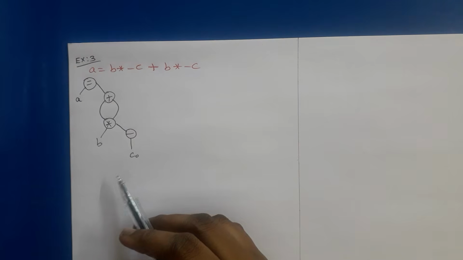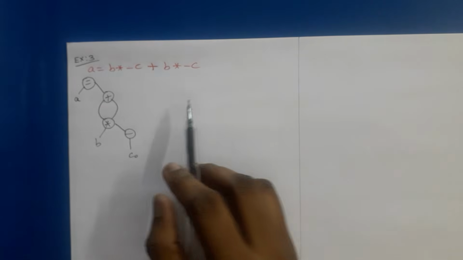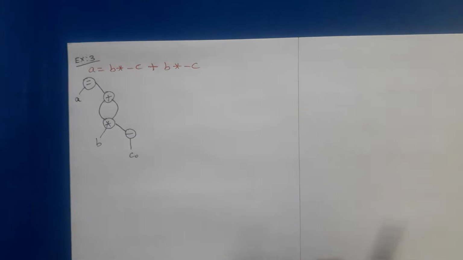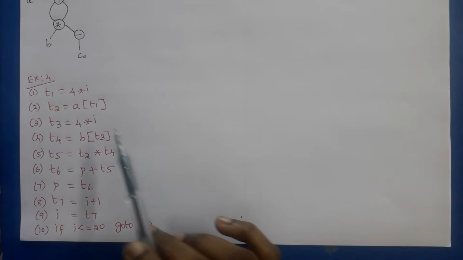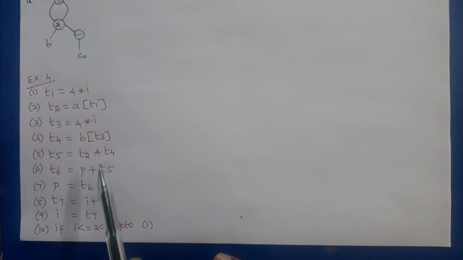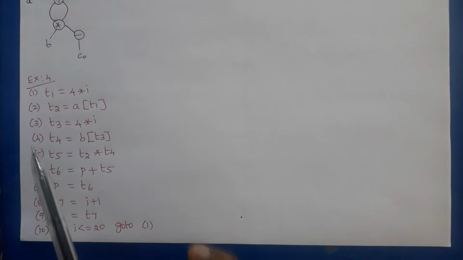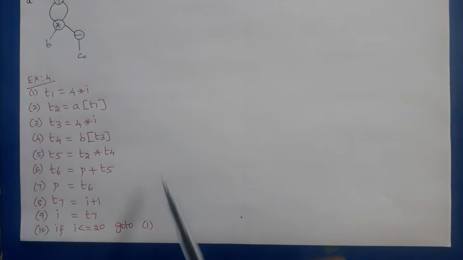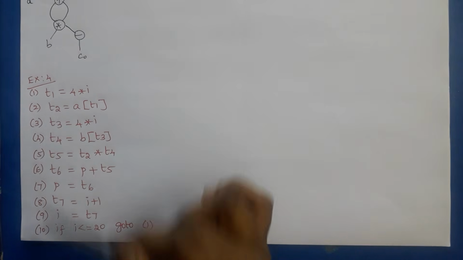From the expression, without constructing the 3 address code, we can construct the DAG directly, or we have to construct the 3 address code, taking each statement in turn. Now consider this example. This example is given in the textbook, and we have already seen it in the basic block and flow graph. So this is basic block 2. This basic block has 10 instructions.